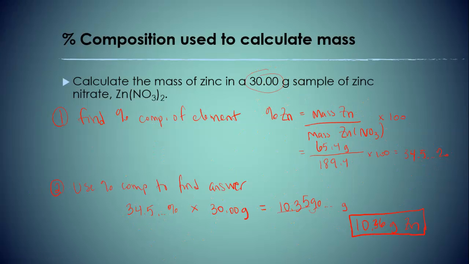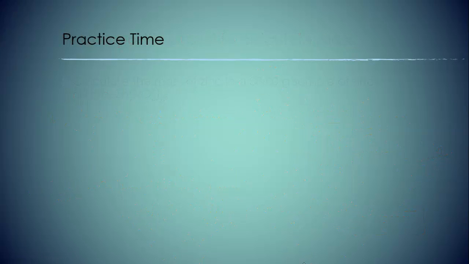Now, you have more of those on your paper. You do the exact same steps. Find the percent of the element it's asking for, and then use the percentage to multiply it by the amount of the substance that was given to you to find your answer. Okay? If you have questions, you can let me know. You have the practice problem to do, and you know where I am if you need me.